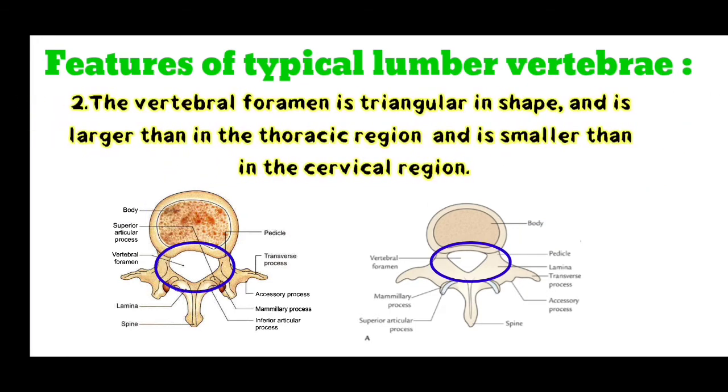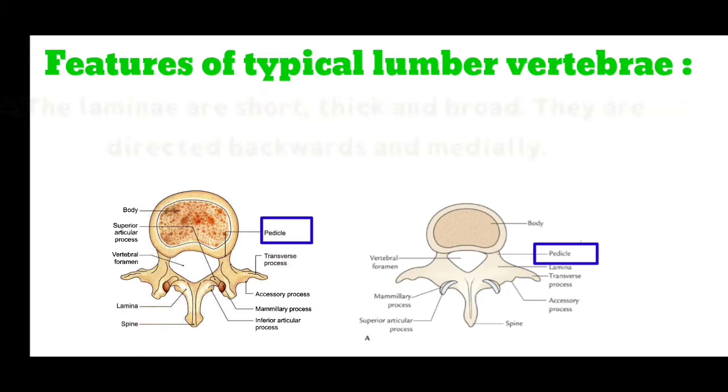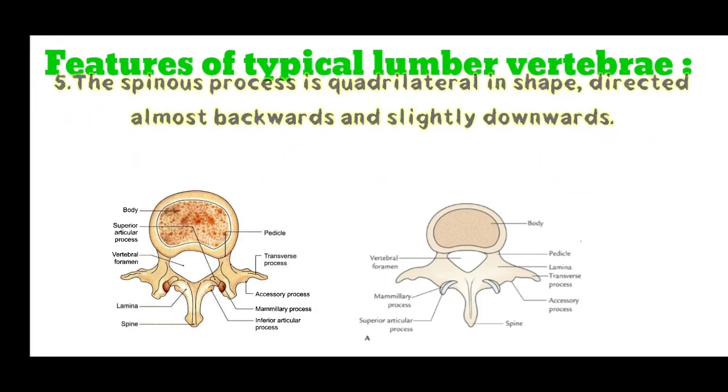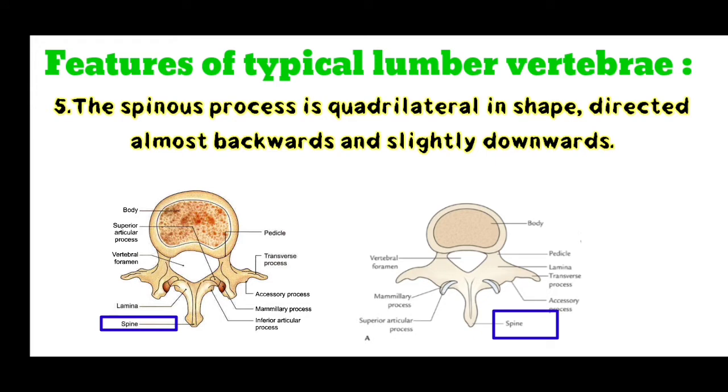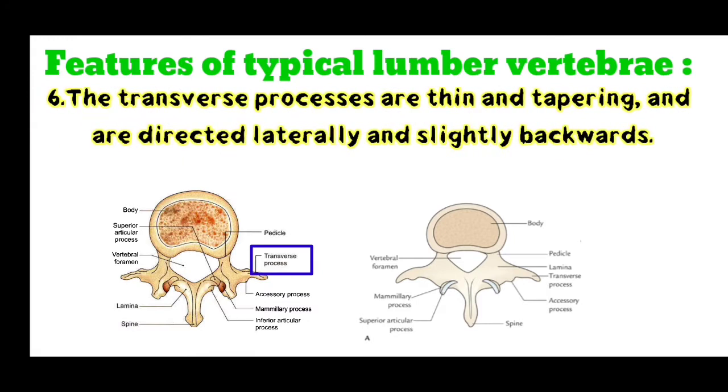The vertebral foramen is triangular in shape, and is larger than in the thoracic region and is smaller than in the cervical region. The pedicles are short and strong. The laminae are short, thick and broad. They are directed backwards and medially. The spinous process is quadrilateral in shape, directed almost backwards and slightly downwards. The transverse processes are thin and tapering, and are directed laterally and slightly backwards.